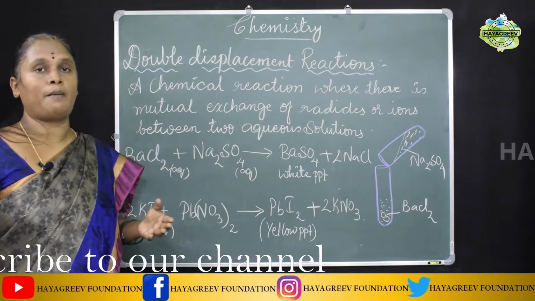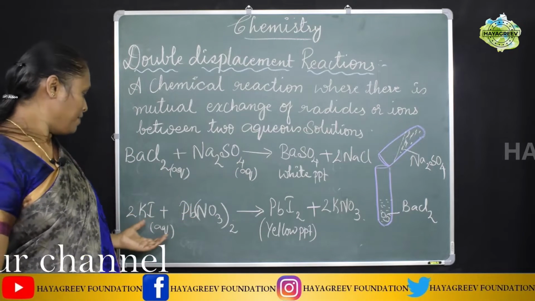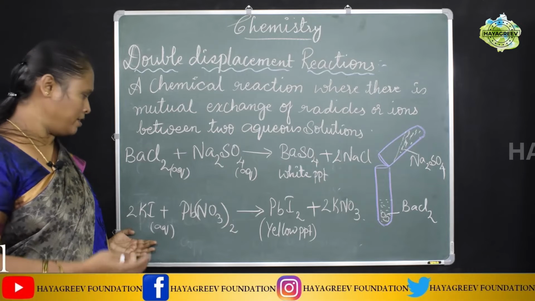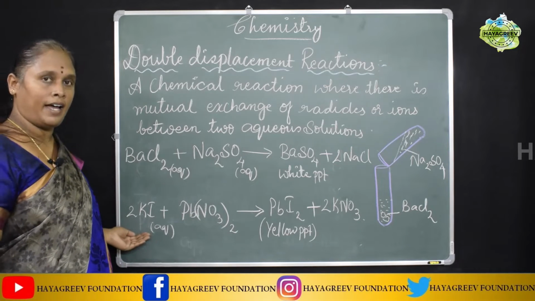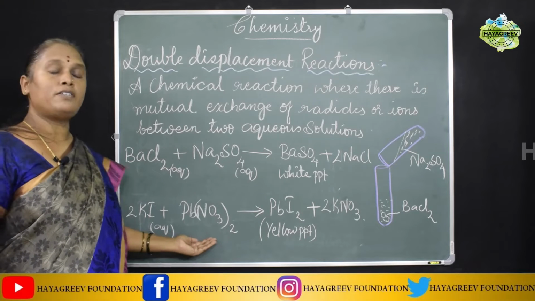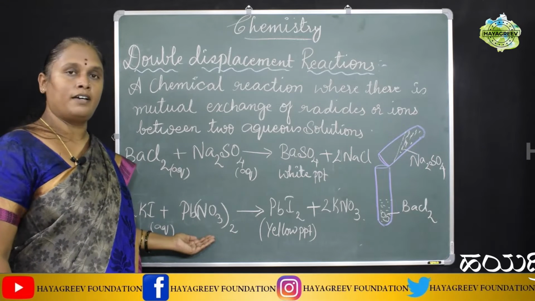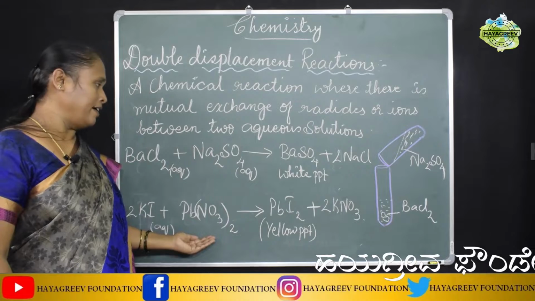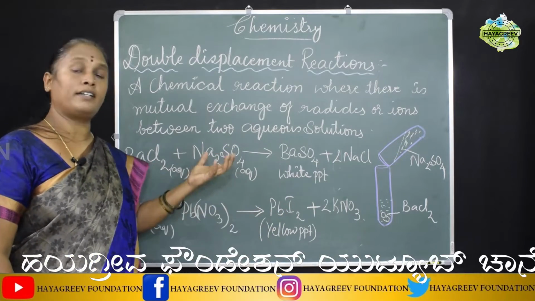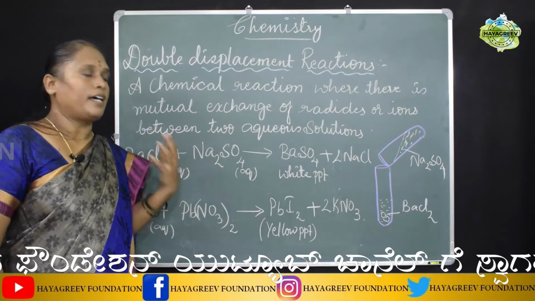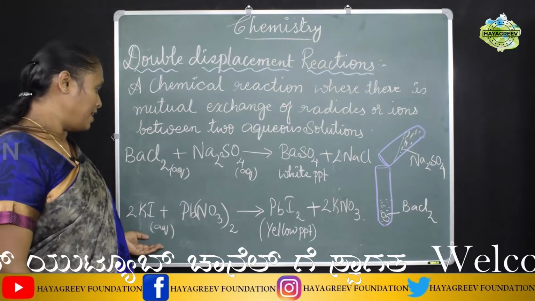Another example is given in the activity, wherein they have asked what will be the result when potassium iodide, KI, is made to react with lead nitrate. So when it is made to react with lead nitrate, what are the products formed, they have asked, and they have also asked you about the color of the precipitate formed. So this is the answer for that.